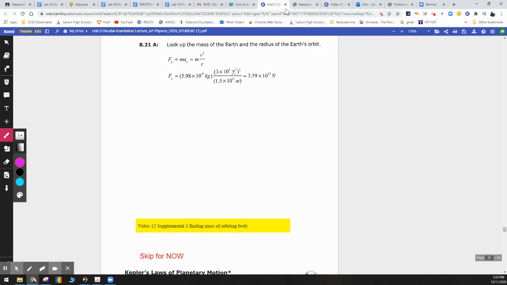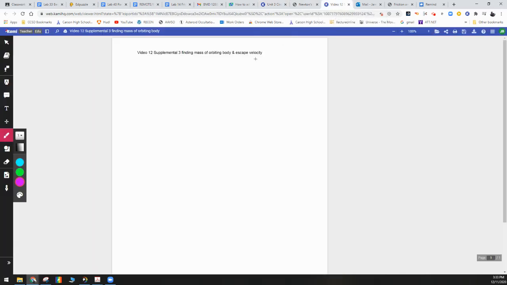So let's go ahead and see what that's all about. Let me go ahead and get the Earth here. Let me just go with shapes here.